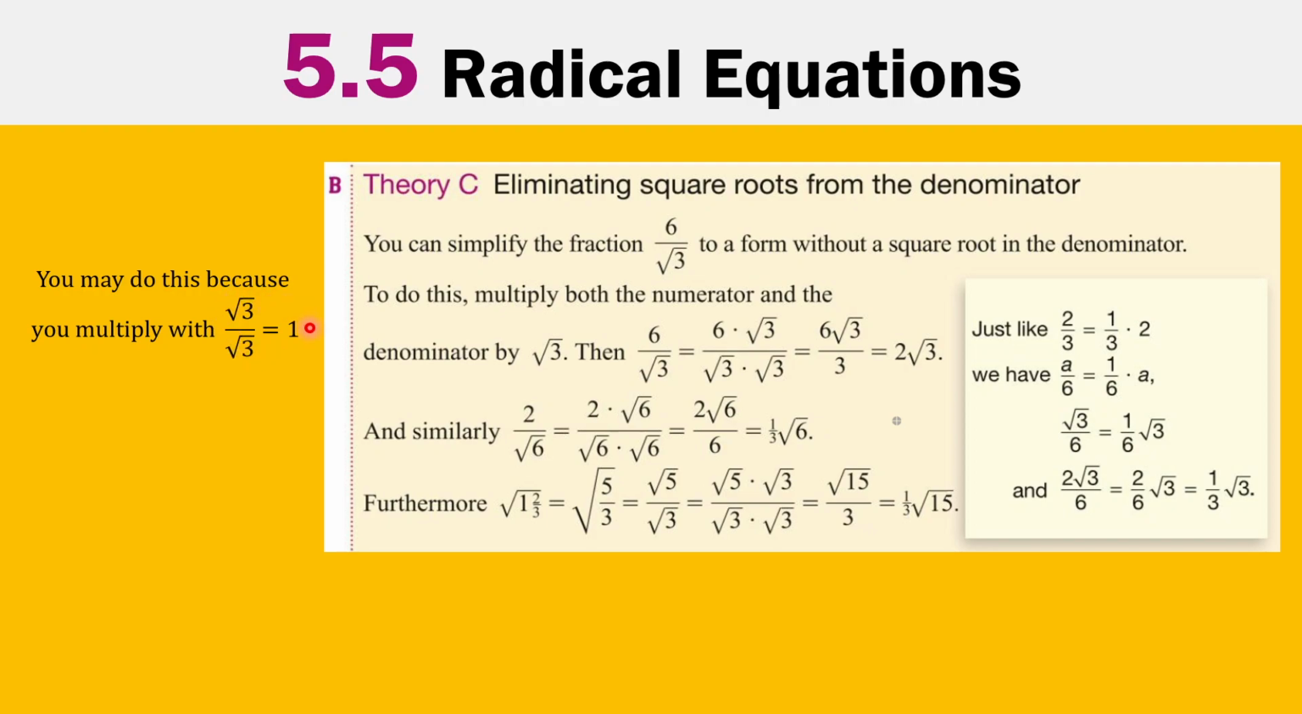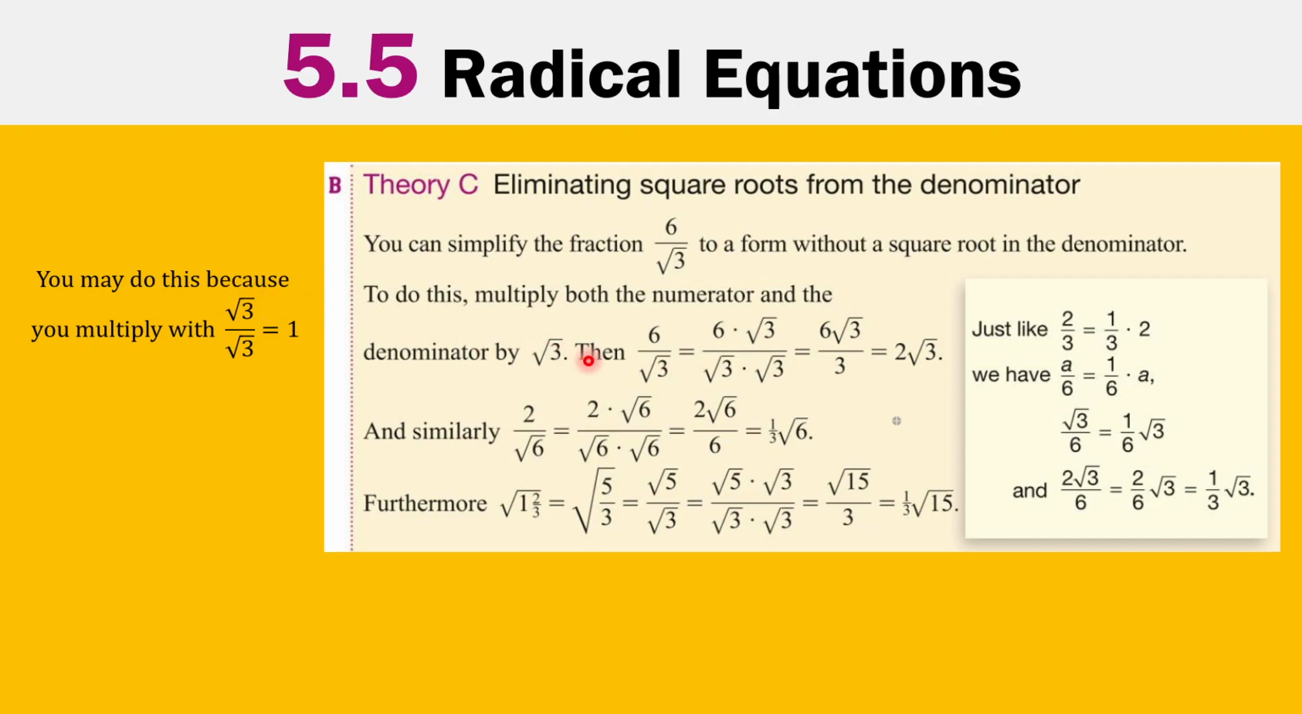In Dutch, we call this vermenigvuldigen met een slimme 1. De 1 is op een slimme manier weergegeven, namelijk in de vorm wortel 3 gedeeld door wortel 3. And you can say in English, multiplying with a smart 1. It's not being called like that in theory C, but maybe you can call it like this. Multiply by a smart 1. A smart way of writing 1.